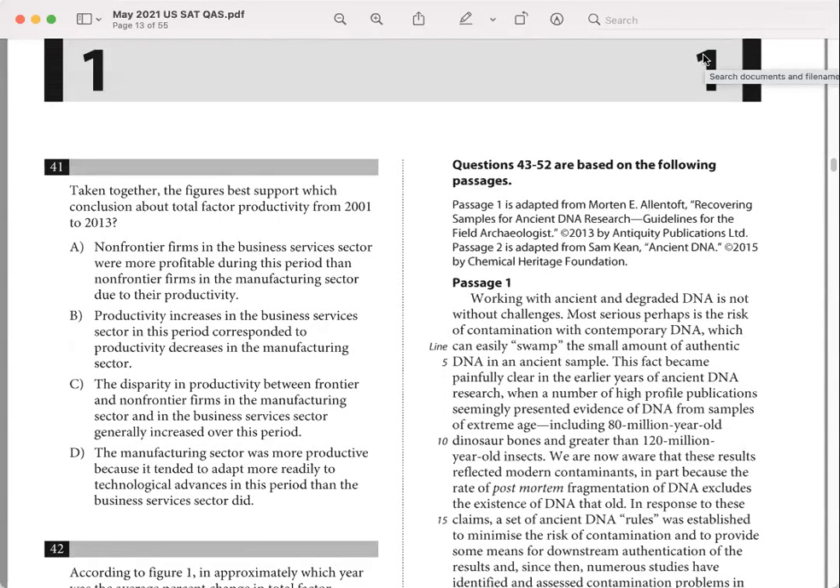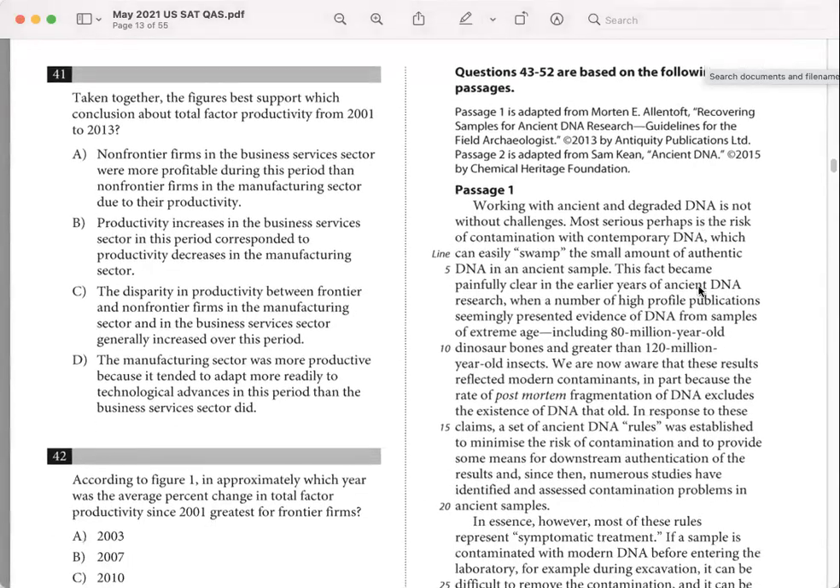In this video, we solve the fifth and last passage of the reading section of the May 2021 US SAT. This is a paired science passage, so let's begin. Passage 1 is adapted from Morten E. Allentoft, Recovering Samples for Ancient DNA Research, Guidelines for the Field Archaeologist by Antiquity Publications. Passage 2 was adapted from Sam Keen, Ancient DNA by Chemical Heritage Foundation.